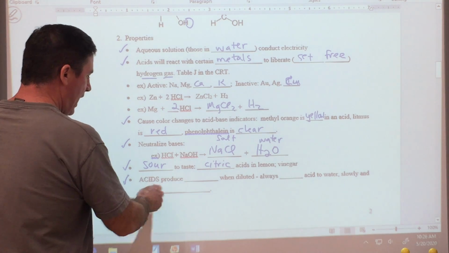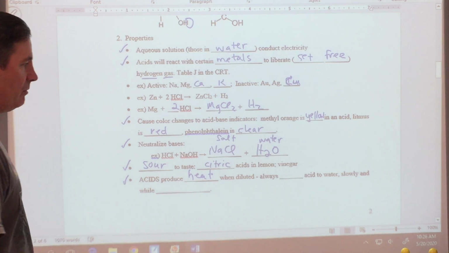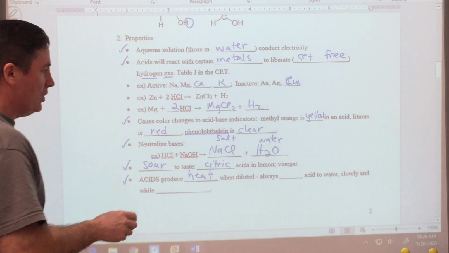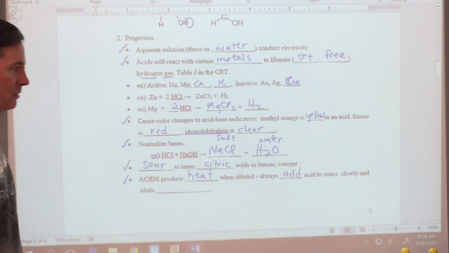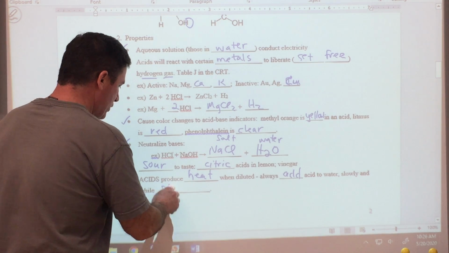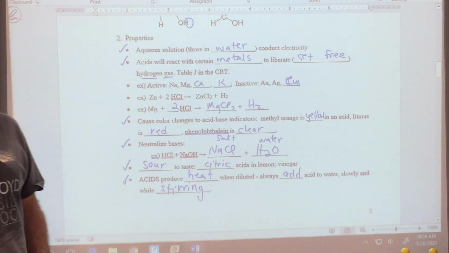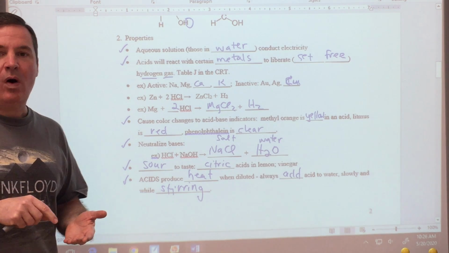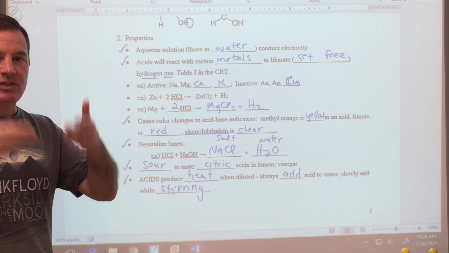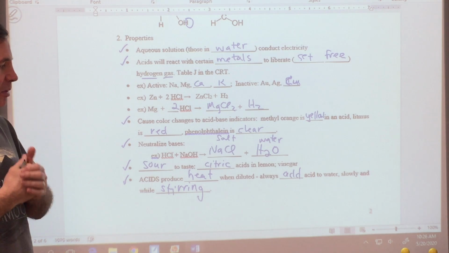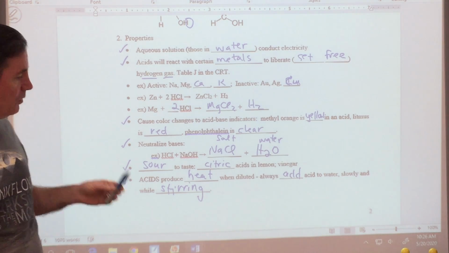Another thing is, acids produce heat when they are diluted. And for safety reasons, you always add acid to water, and you always do that while stirring. Because if it splashes, if you add the acid to the water, the water will surround the acid. If you add the water to the acid, it could splash up and then cause some problems on your body or your skin. So that's all we're going to do today.